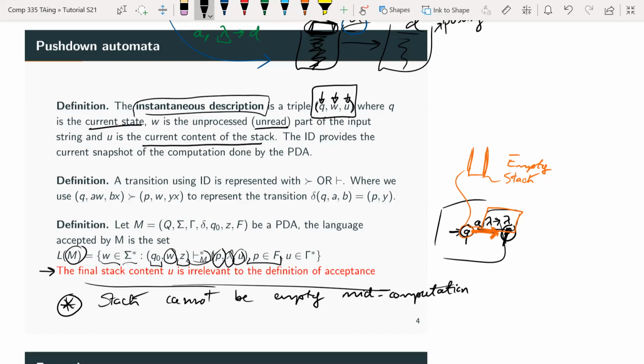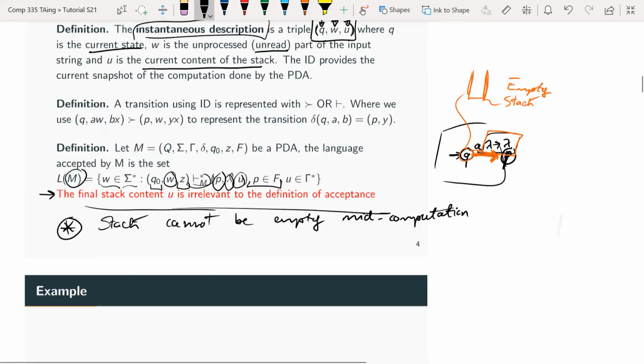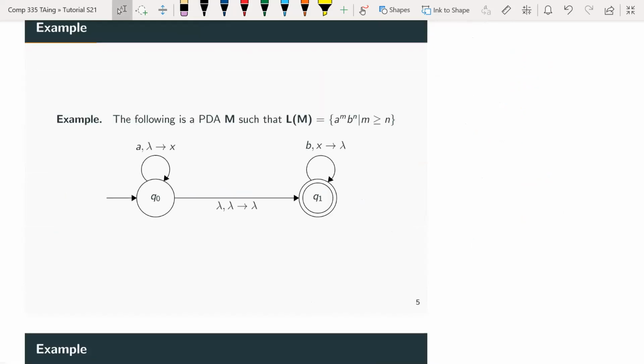So I've been doing a lot of talking. Maybe you're confused, and if you are, it's normal. So let's actually look at a concrete example, starting with a more or less simple PDA. I'm claiming this PDA, M, accepts the language L of M equals A^m B^n for m greater or equal to n. In other words, you have more or an equal number of A's than B's.